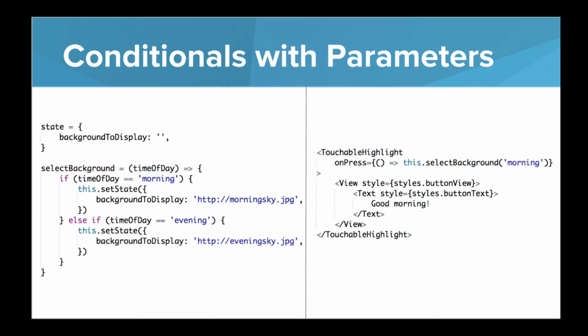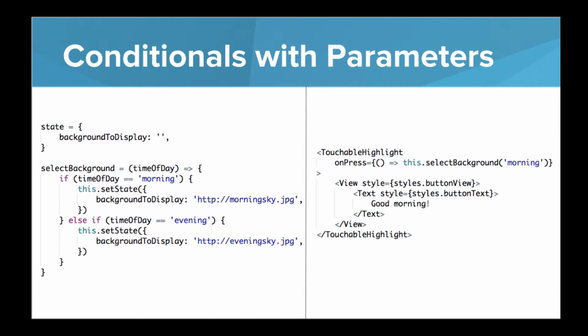We will continue using the button to call in functions and use the buttons to pass in a parameter to the function itself. In this example, the first thing to notice is the state of the app has background to display set to empty quotes initially. This just means there won't be anything to render when the app runs at first. Next, there is a conditional block on the left inside of the function select background.